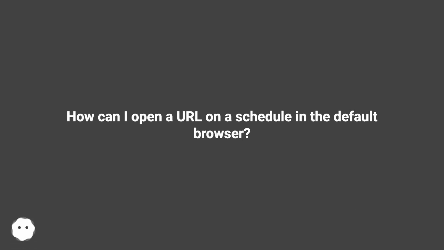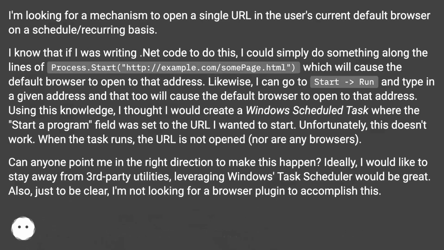How can I open a URL on a schedule in the default browser? I'm looking for a mechanism to open a single URL in the user's current default browser on a scheduled recurring basis. I know that if I was writing .NET code to do this, I could simply do something along the lines of Process.Start("http://example.com/somepage.html"), which will cause the default browser to open to that address.